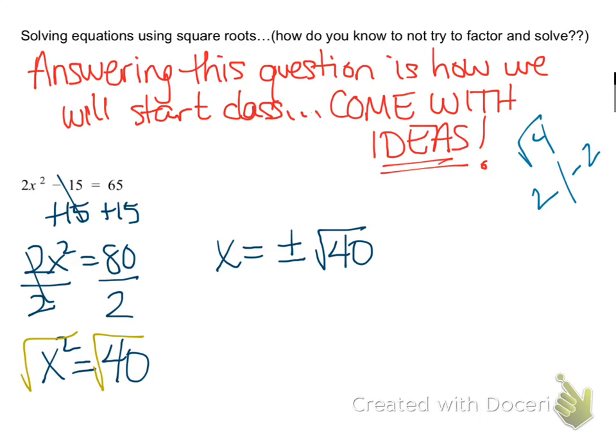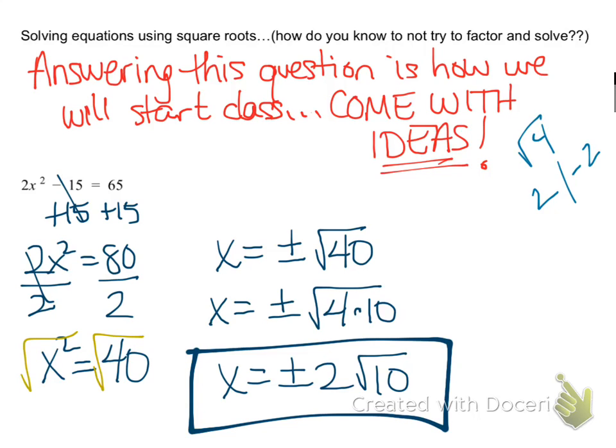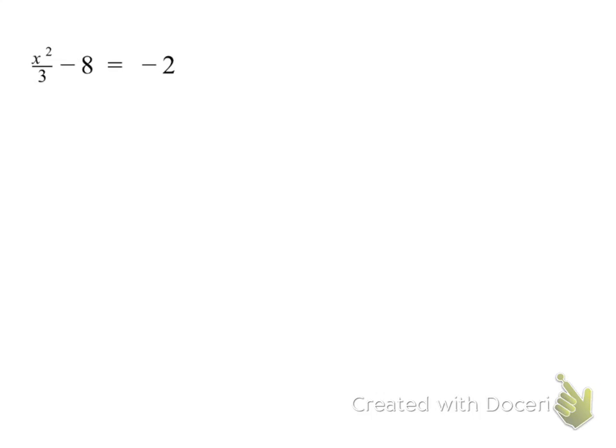And now, of course, we can simplify the square root of 40. The largest perfect square that divides evenly into it is 4, so I can rewrite it as 4 times 10. And then, of course, the square root of 4 is 2, so my answer is x equals 2 square root of 10 or negative 2 square root of 10. So yes, you can use the plus or minus. So now let's look at another one.